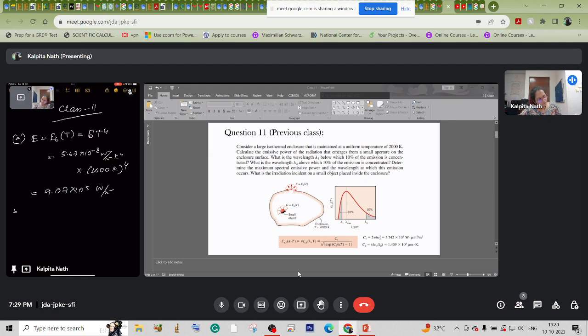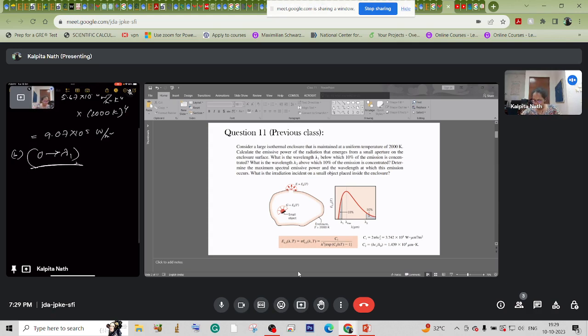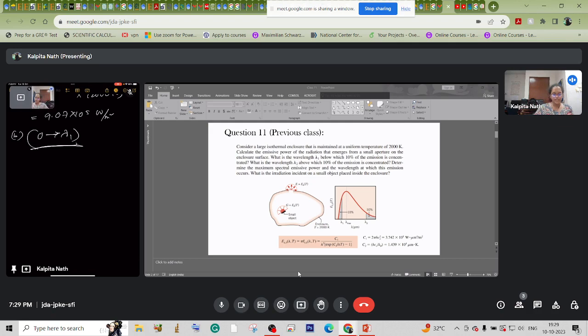Now, for part B, the wavelength lambda 1 corresponds to the upper limit of the spectral band for the first part. That is, we have to get all the emission that has occurred below lambda 1. So the upper bound is lambda 1, and we have to find between 0 to lambda 1 containing 10% of the emitted radiation. The total cumulative fraction of the emitted radiation, 0 to lambda 1, is given as 0.1.